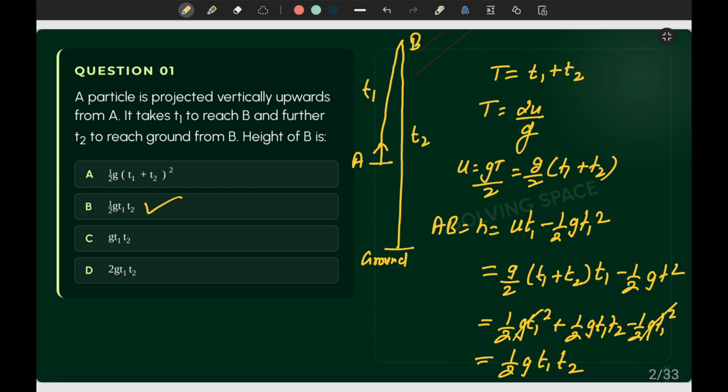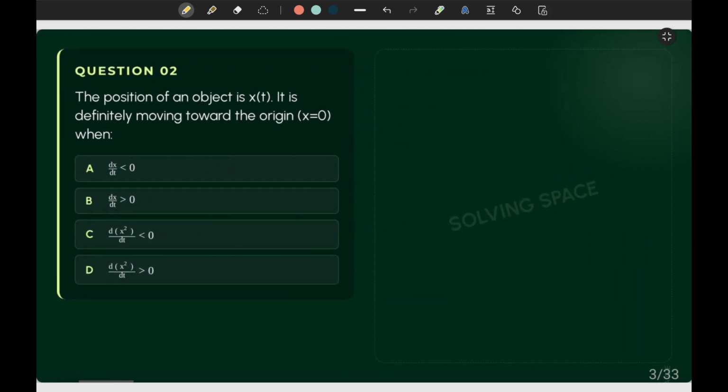Next question. The position of an object is x(t). It is definitely moving towards the origin when, options A, B, C and D.